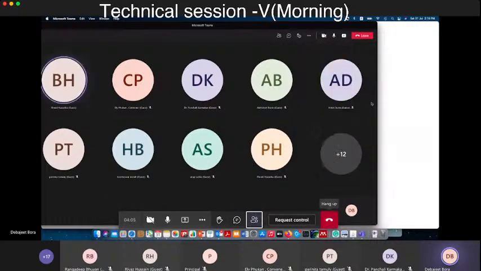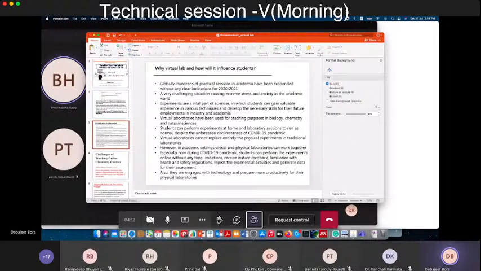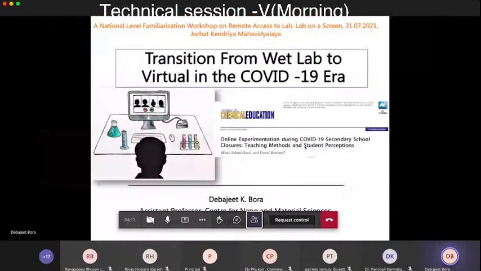Can you see my screen? Yes, everything is visible. Okay, slides are visible now? Yes, right now it's visible. Thank you very much. Sorry for the hassle at the beginning because the computer just automatically updated Microsoft Teams. That's why there was some problem with privacy settings and all this. So let us start actually.